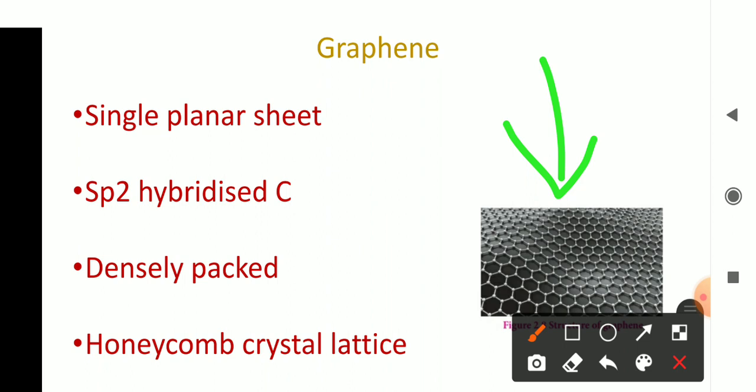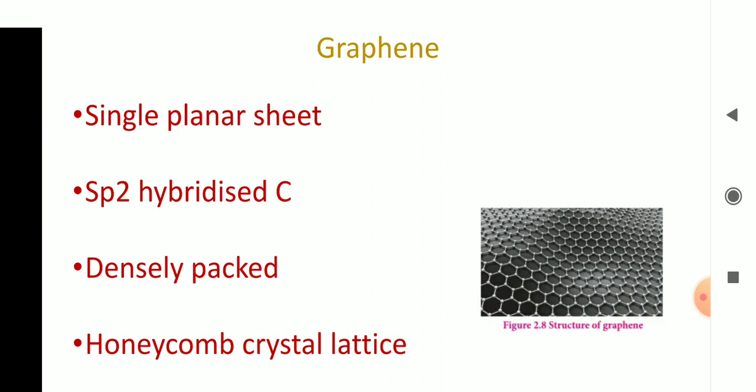So this is the information given about graphene. What are they? It has a single planar sheet. Its hybridization is sp2. It is densely packed, and it has a honeycomb crystal lattice. Okay, so with this, all the allotropes of carbon are over.